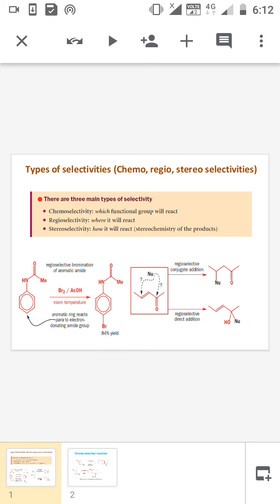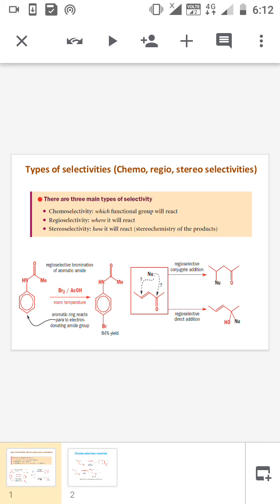In this, if we are brominating the starting material, definitely the bromine will go to the para position. This is mainly because the functional group present in the starting material is ortho-para directing, and we have to avoid steric hindrance. That's why it always goes to the para position of the starting material.